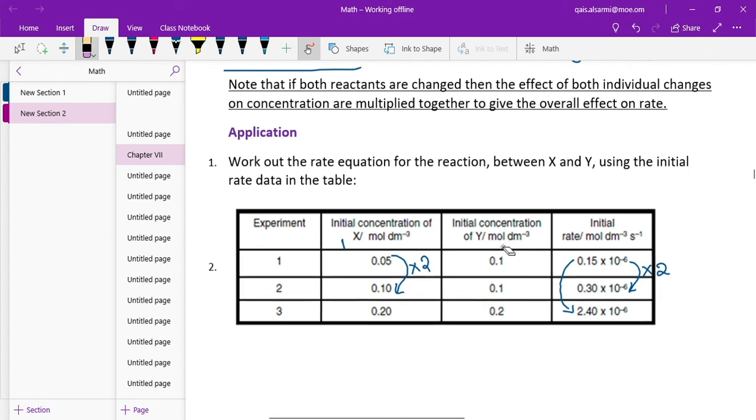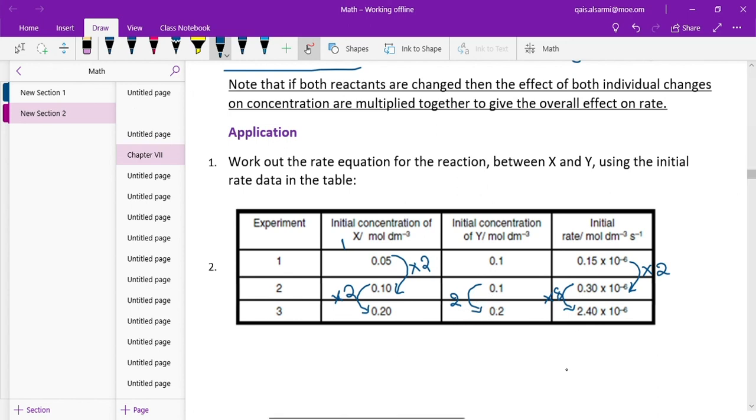Alright. Fine. So if you're choosing 2 and 3, as you can see, from 2 to 3, X is doubling. So here, going from this one to this one, it's doubling. And this one is doubling as well. What's happening to the rate? 2.4 over 0.3, it's multiplied by 8. So you already know that the rate order with respect to X is first order. So when X is doubling, the rate supposedly should double. However, the rate is multiplied by 8. So where are the other 4 coming from? They are coming from Y, the effect of Y.